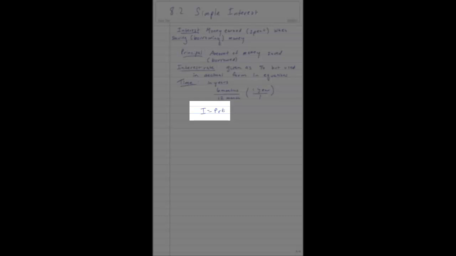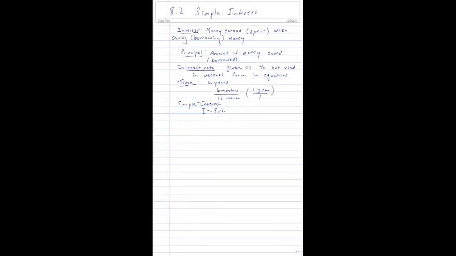One of the formulas on that sheet is this one. This is called a simple interest formula. The I stands for the interest, P is the principal, R is the rate, again in terms of a decimal, and T is the time in years. So let's see how we're going to use that.